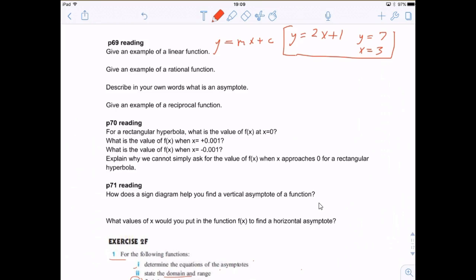Instead of y, you might see the notation f of x, right? F of x. Give an example of a rational function. A rational function looks kind of like a linear function, except it's got a numerator and a denominator. So, for example, you might have a numerator that's ax plus b, and a denominator that's cx plus d.